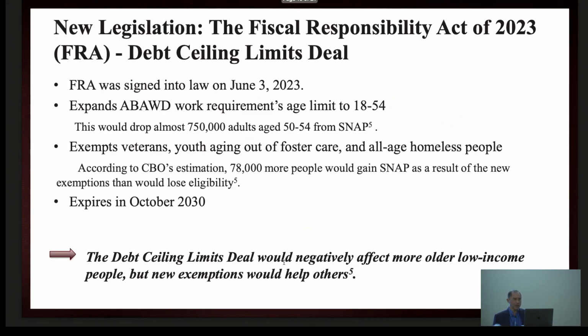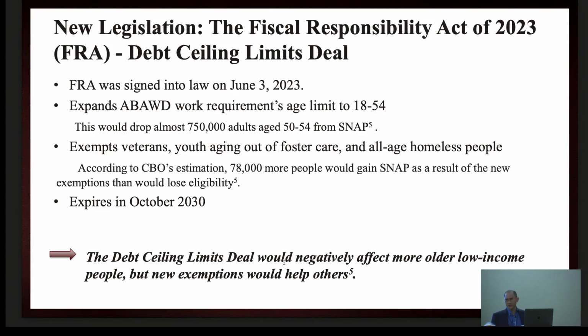So I want to talk about this Fiscal Responsibility Act, FRA, which is really the debt ceiling limits deal, right, that you all have heard about. So this was signed into law just last month. And the big thing is it expanded this work requirement age limit to 54, basically, right, from 49 to 54. CBO has estimated that these would effectively drop about 750,000 adults age 50 to 54 from SNAP. So that's a significant number, right?